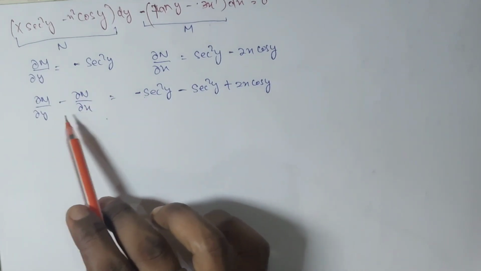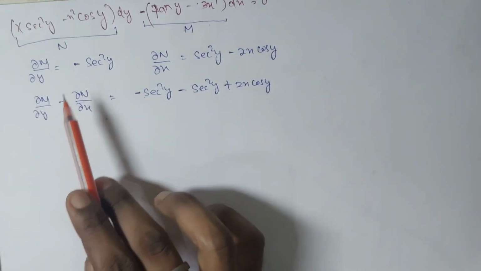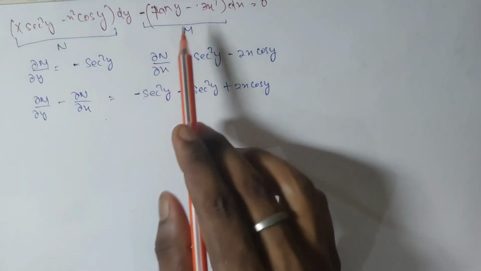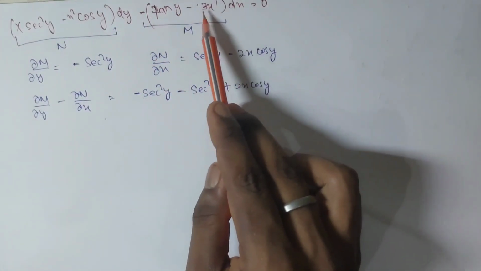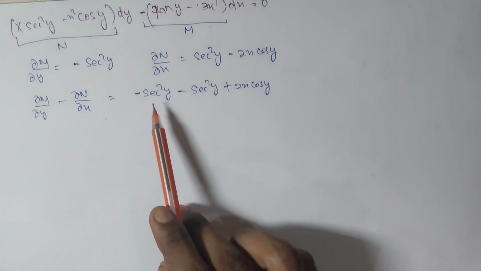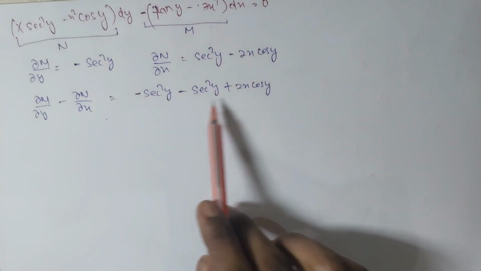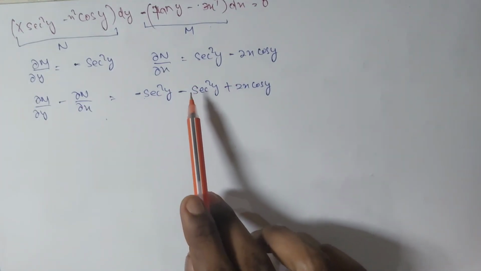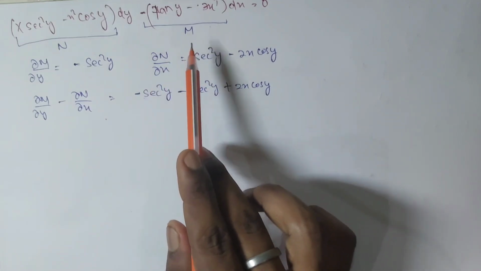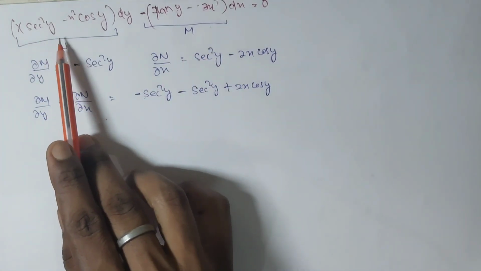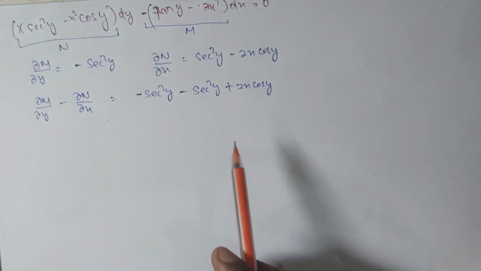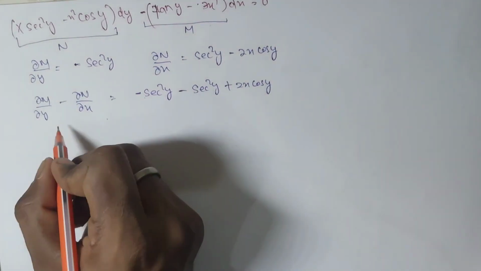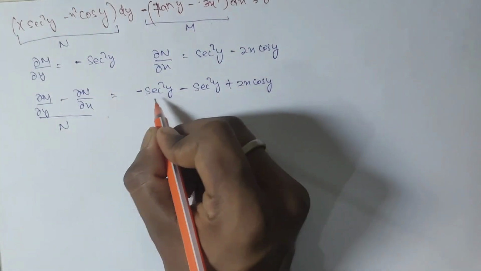How can we divide it? Is it divisible by M or is it divisible by N? We can clearly see that if we divide it by M, then there will be a 10y term and a 3x to the power 4 term, which is not in the upper part of this del M by del y minus del N by del x term. So we can't divide it by M, but if we divide by N, then it easily comes to a simplified form. If we divide by N, then it becomes like this.